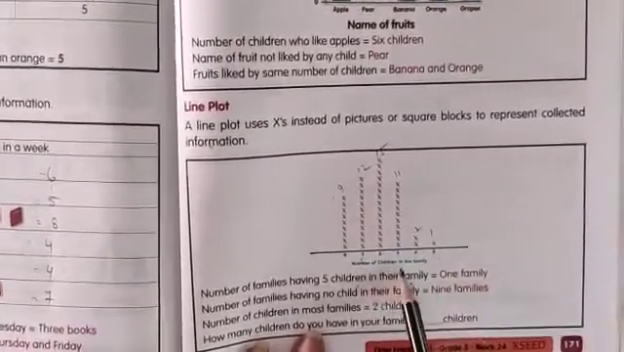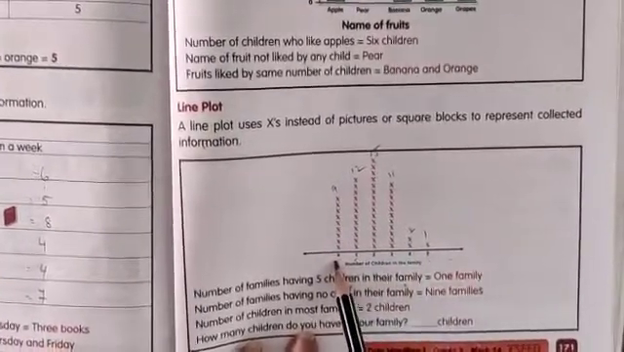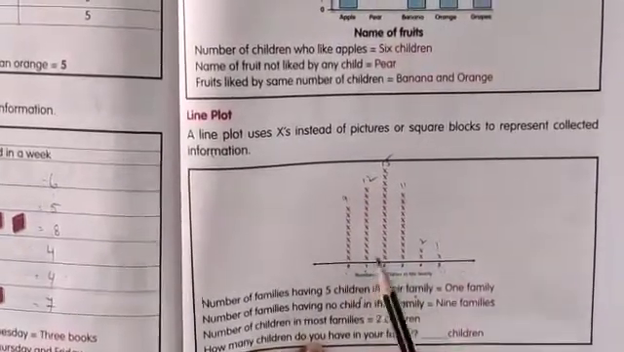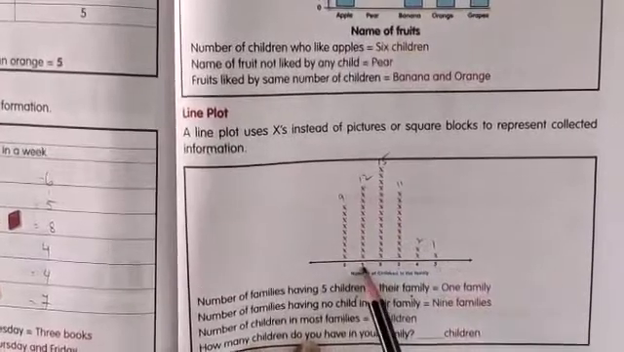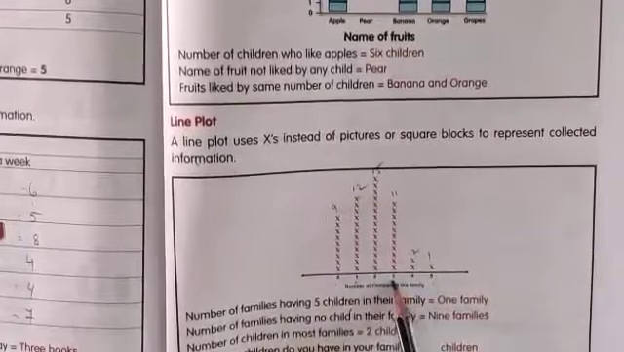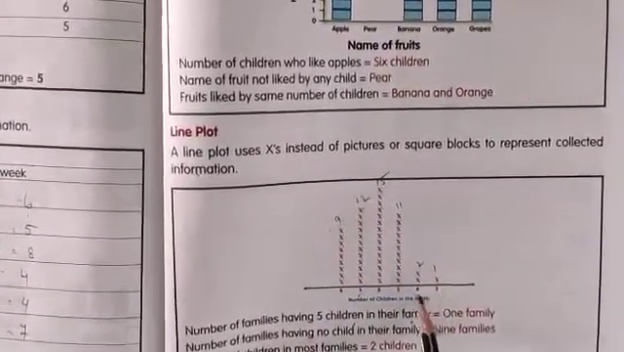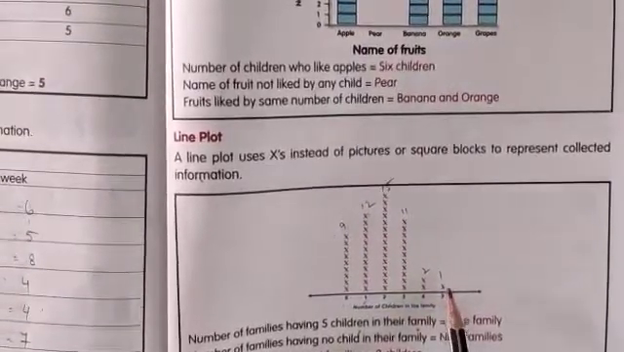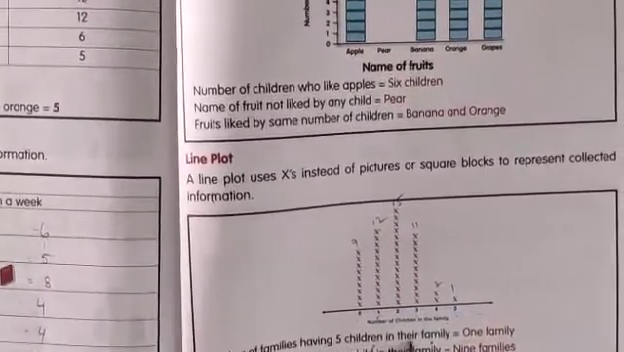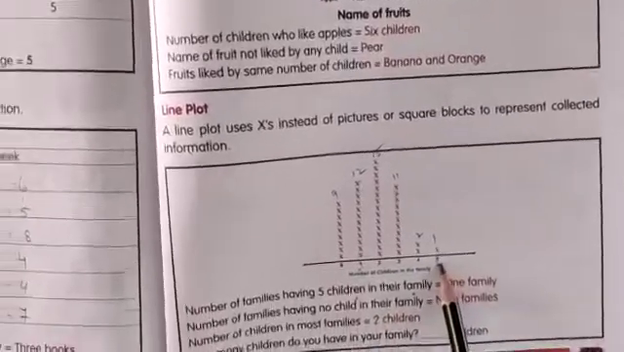So number of children in the family. So 0 children in the family, 9 families do not have children. And 12 families having 1 child, 15 families having 2 children, 11 families having 3 children, 2 families having 4 children, 1 family is having 5 children. So here the number of families having 5 children in their family, it is 1, right? Only 1 family is having 5 children.